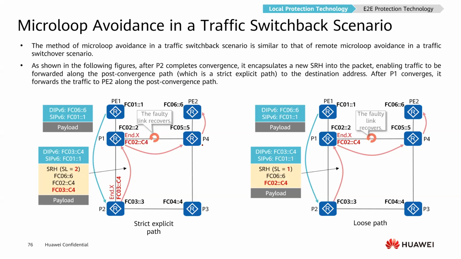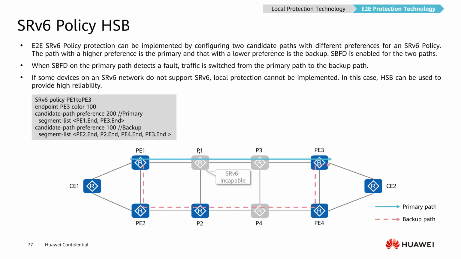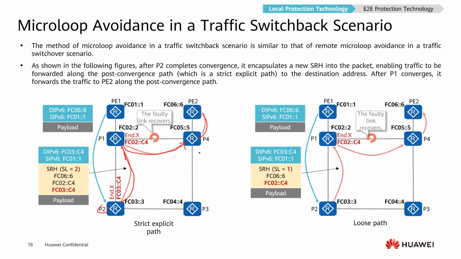To avoid this, same thing. I mean, use the TR-RFA FR for P2, create some explicit path, use the SRH, and forcibly forward the traffic from P2 to P4 to P2. It will be okay. This is how you avoid the macro loop in a traffic switching back scenario. Okay, so this is a local protection technology. Any question?